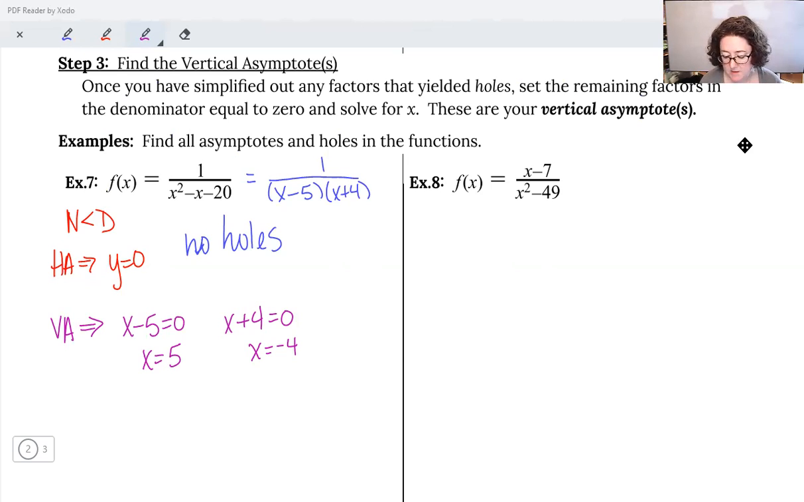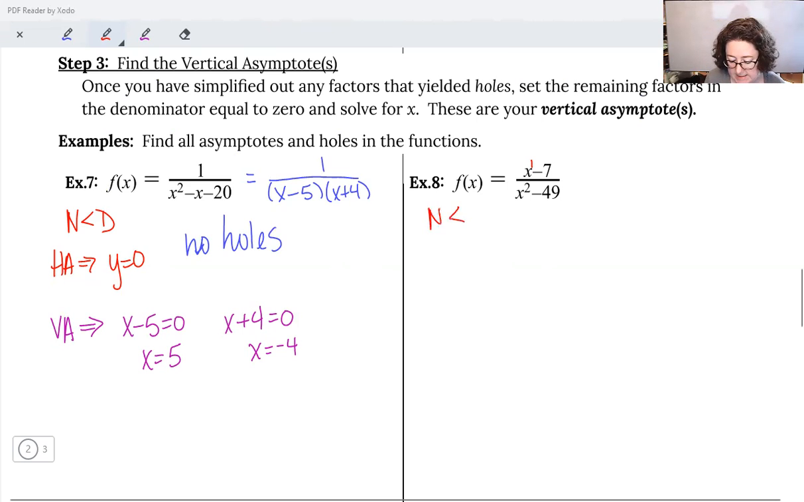In example 8, this one I can do some more factoring. But again, if I want to go in order of our 3 stages, let's look for our horizontal asymptote first. Again, we have a degree of 1 in the numerator and a degree of 2 in the denominator. So the numerator is less than the denominator. In other words, same scenario, our horizontal asymptote is y equals 0. 2 is greater than 1.